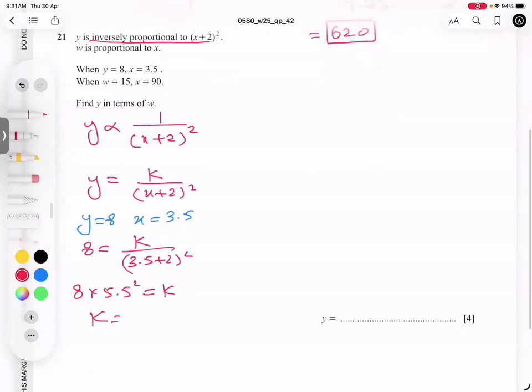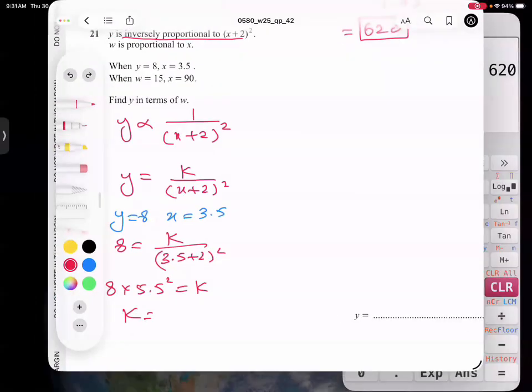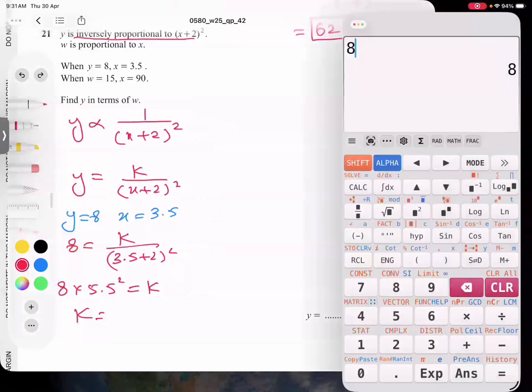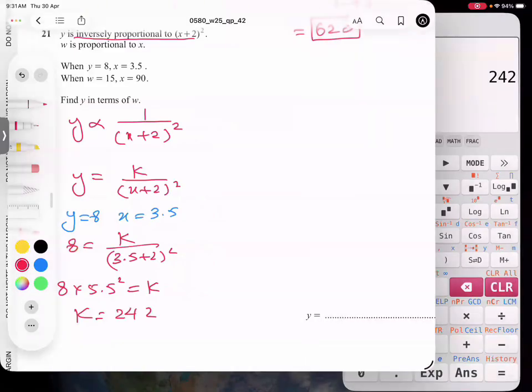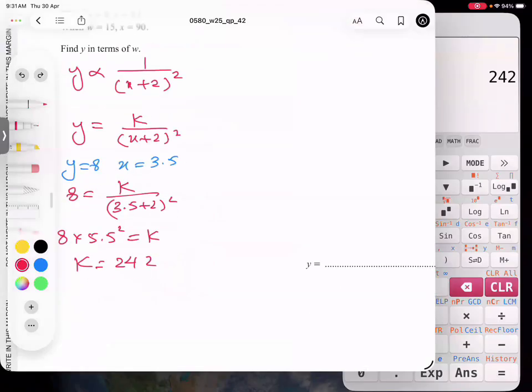Now I'm going to find the k value. And what is the k value? You can know that it is 8 times 5.5 squared. So it's giving us 242. So 242, students. This value I'm bound to plug back in here. So y equals 242 over (x plus 2) whole squared. So I got it, this one is done.